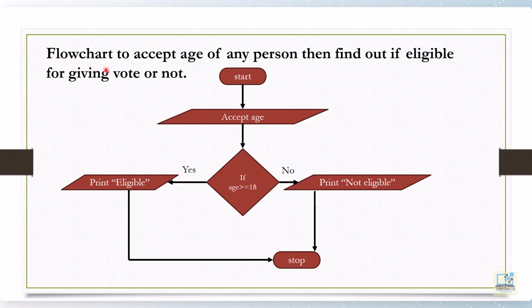Next one we have a condition. It is a flowchart to accept the age of any person, then find out if the person is eligible for giving vote or not. So start, accept age, and here we place the condition box, or we say decision box.